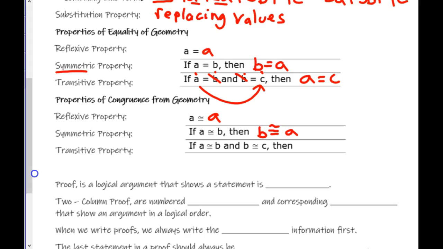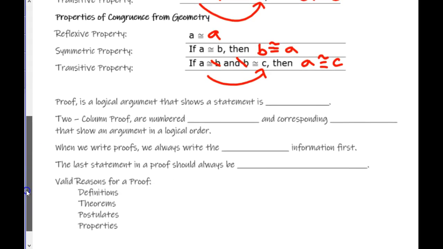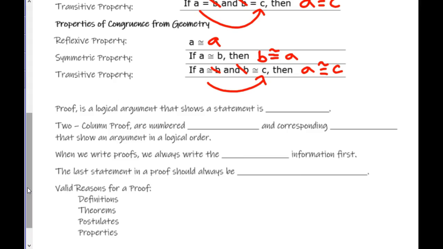Transitive: if A is congruent to B, and B is congruent to C, then A is congruent to C. Okay, now at the bottom, talk about proofs. A proof is a logical argument that shows a statement is true. And we're going to be talking about two-column proofs.